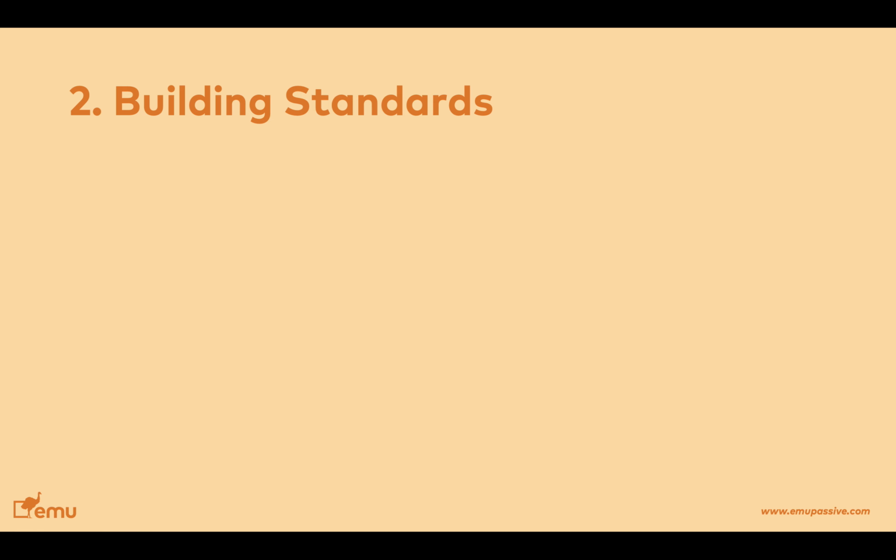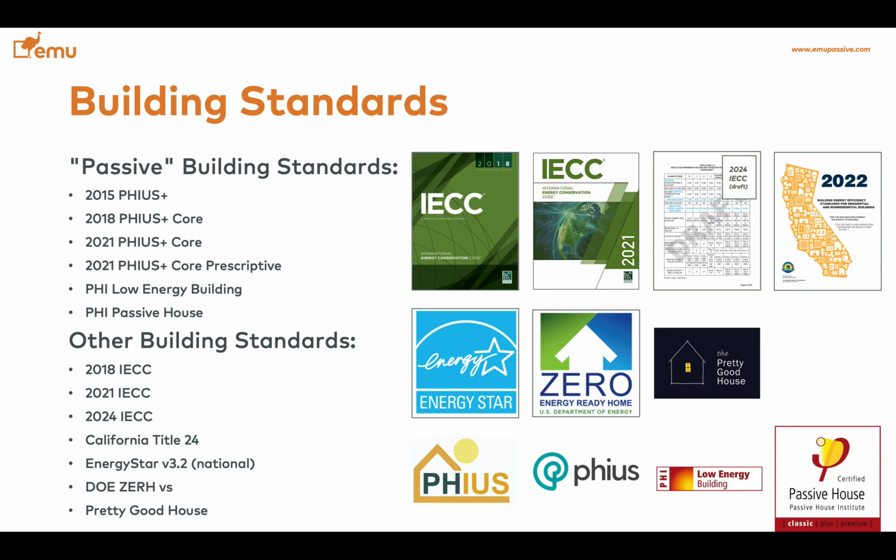Here we have an overview of these building standards that we included in the report and in the comparison that we developed. Some are passive building standards, including the 2015 PHIUS Plus, 2018 PHIUS Plus Core, 2021 PHIUS Plus Core, 2021 PHIUS Core Prescriptive, PHI Low Energy Building, PHI Passive House.